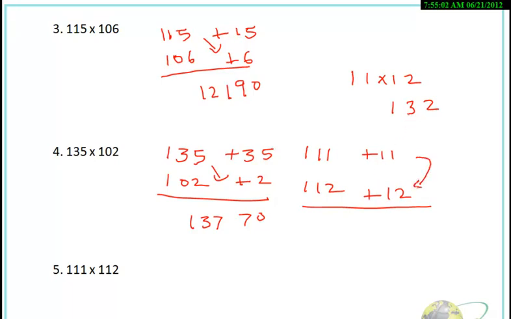But since there are 2 zeros in the 100, we have to fill up 2 digits only over here. So we'll just write 32 and 1 will be carried over to the next calculation. Now with this addition 111 plus 12, we will be getting 123 plus this one, 124. Okay, friends.